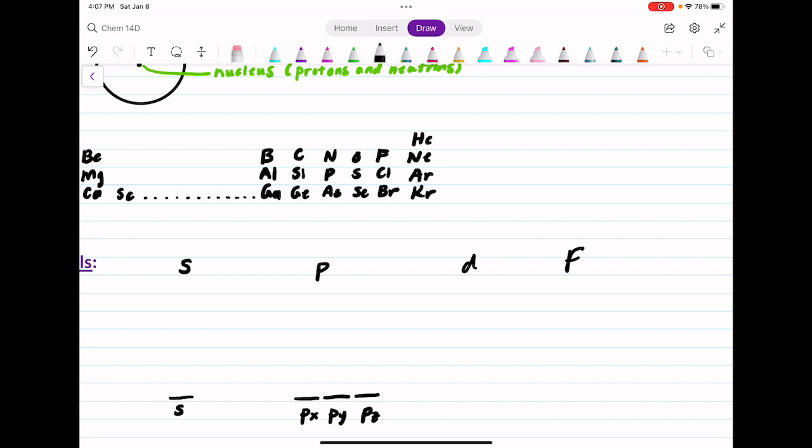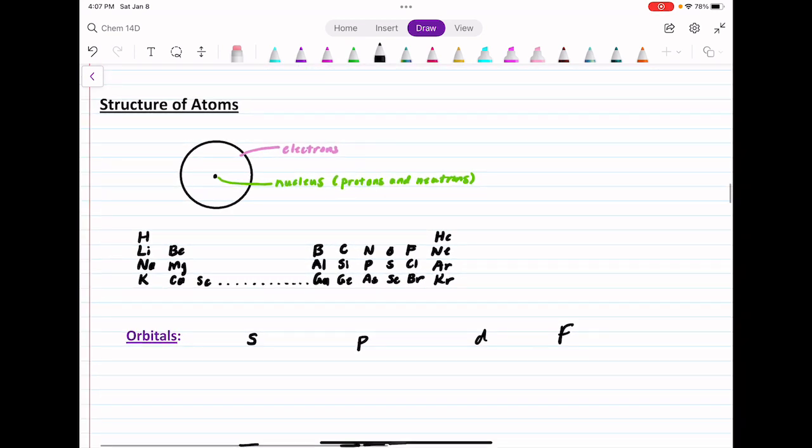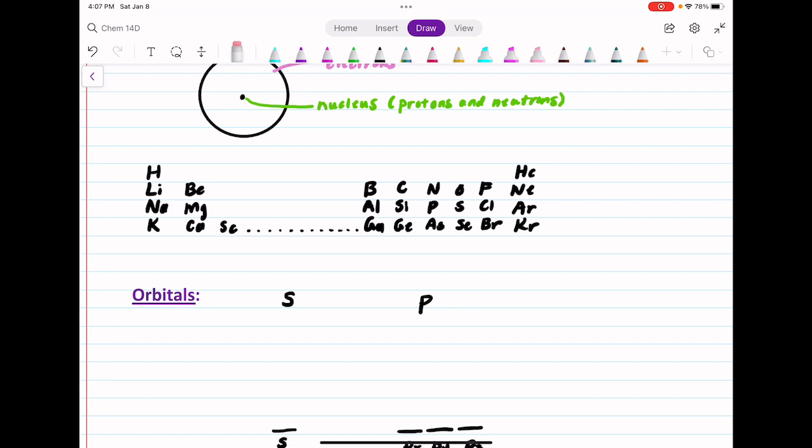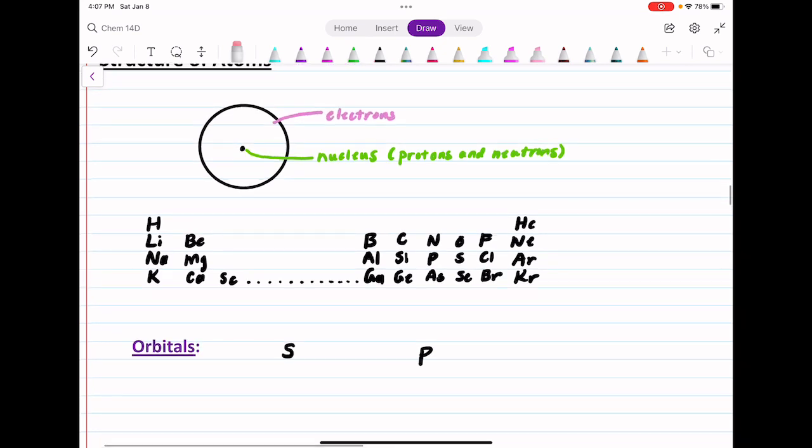I'm not going to look at the D and F orbitals. Those would pertain to elements that are in the D block or the F block. We're definitely not going to see any of those. Well, I shouldn't say that. We will see things that have D block electrons, but they're not going to be the ones that we're typically going to use for any of these explanations.